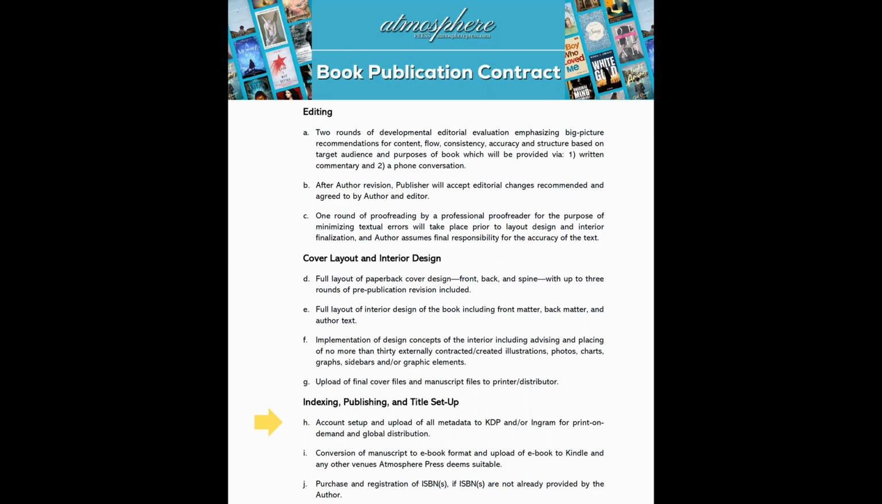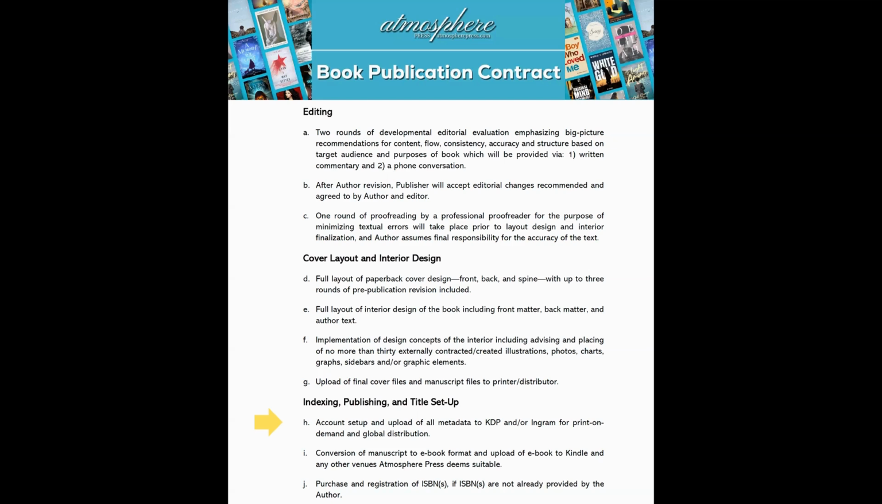So this declares that we are going to make sure that everything about your book, not just the cover and the manuscript itself, but all the other information, the teaser from the back of the book, the information about your name, any other data, the type of book that it is, the genre, the keywords, all of this sort of stuff, is that we are going to make sure that all of this is uploaded to the distributor.